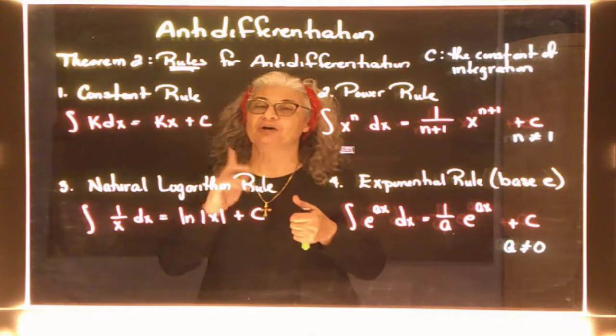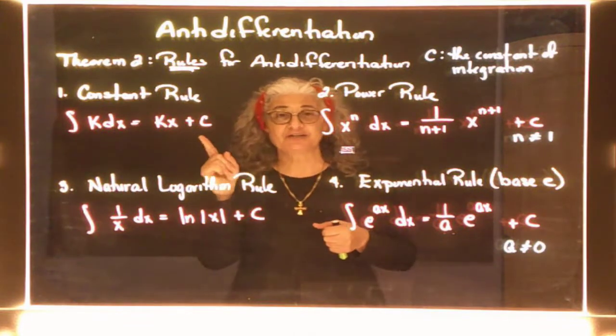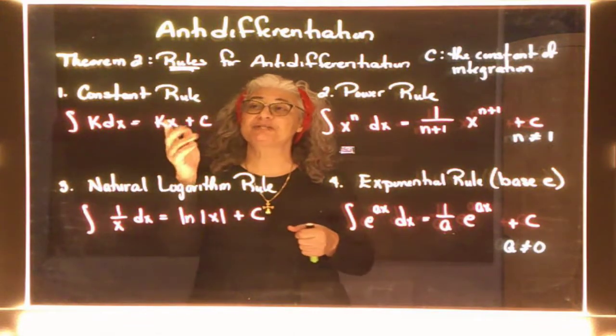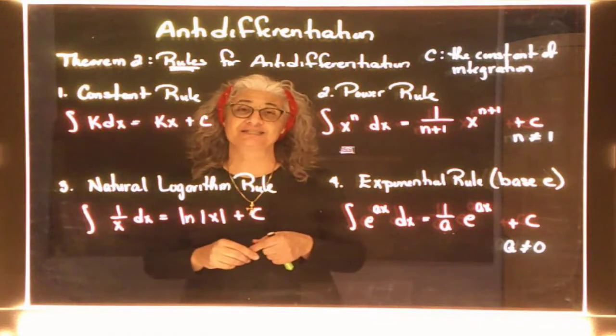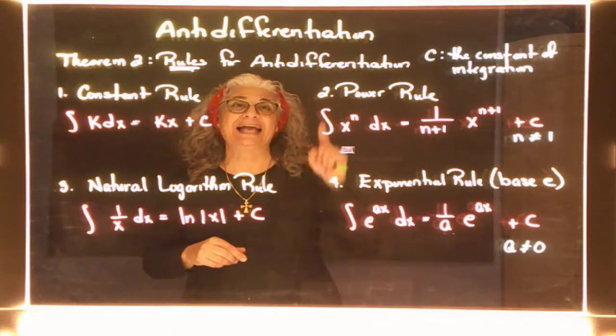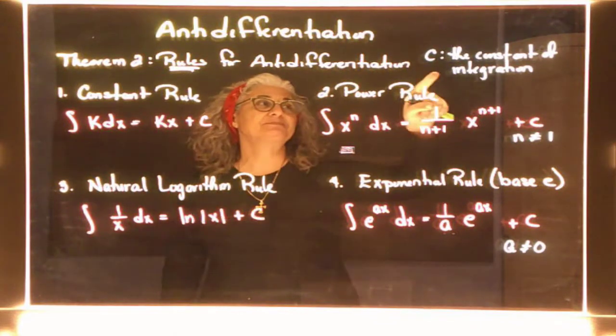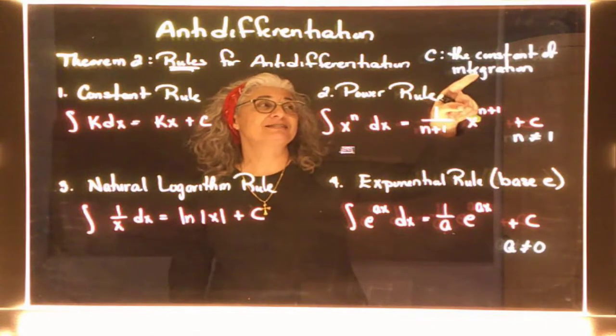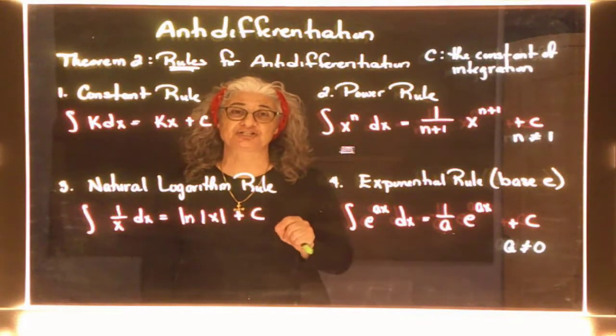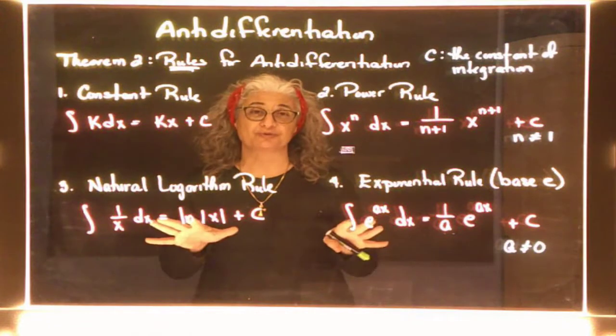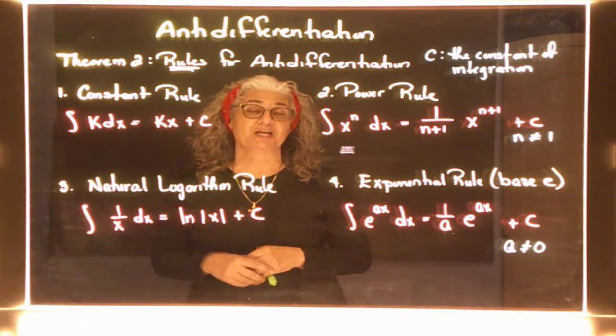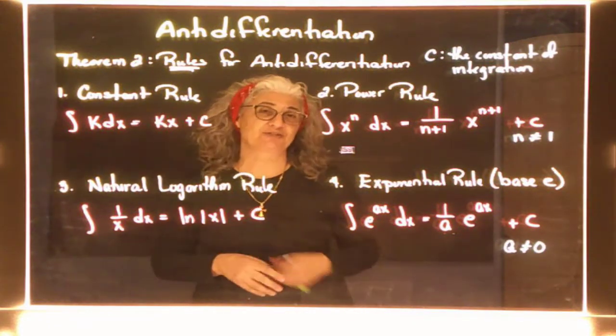Cool? Okay, so first let me talk about a theorem. This theorem deals with the rules for antidifferentiation. And C is considered the constant of integration in these rules, these four rules we're talking about. So the first rule is known as the constant rule.